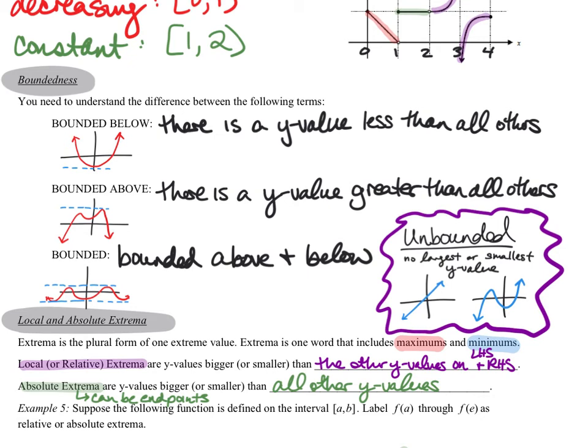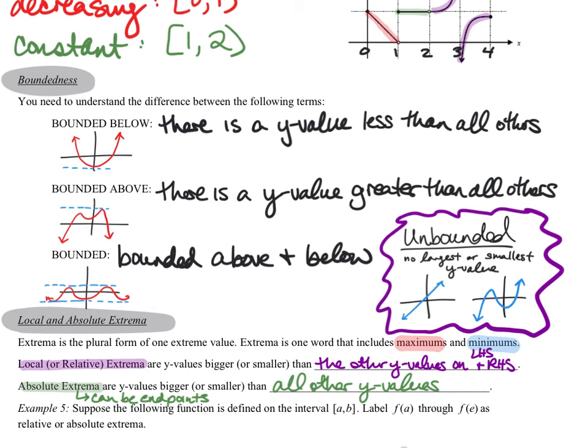Boundedness is a pretty simple concept as well. If a graph is considered to be bounded below, that means that there is a y value that is less than all others. So think about a quadratic. A positive quadratic has a minimum point. It has a bounded point because there's nothing that goes lower than this. There's a y value less than all others.